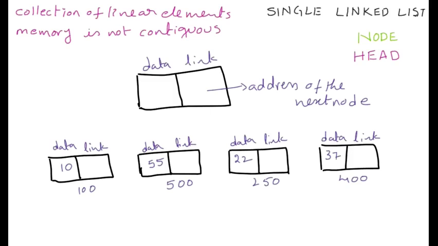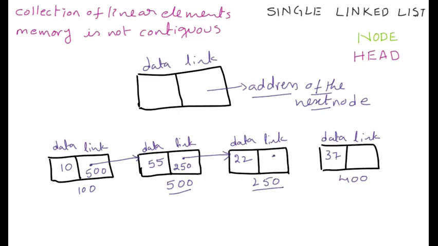And link field consists of address of the next node, so that the first node link field should consist of address of the second node. That means second node address is 500, so 500 must be filled here. The second node link field should consist of address of the third node. And third node address is 250, so that it should be filled with 250.